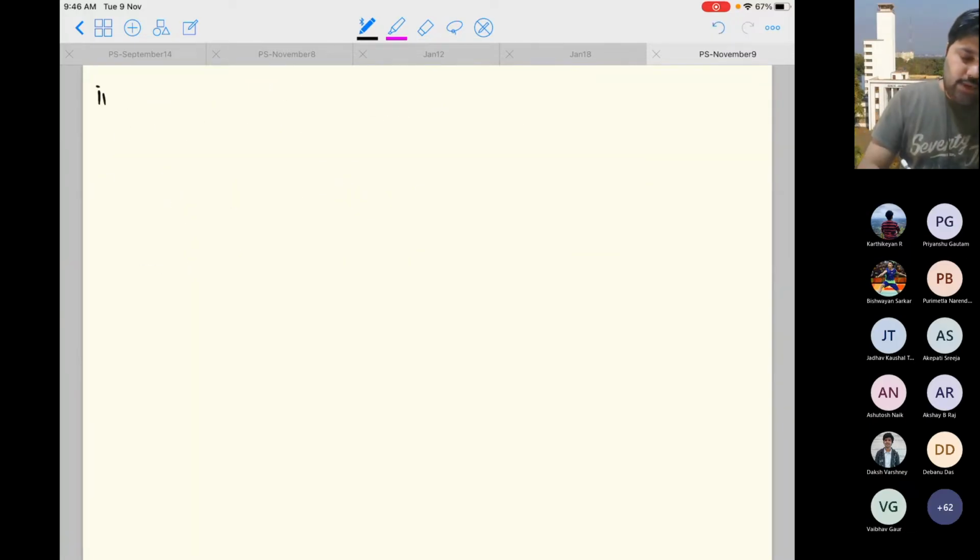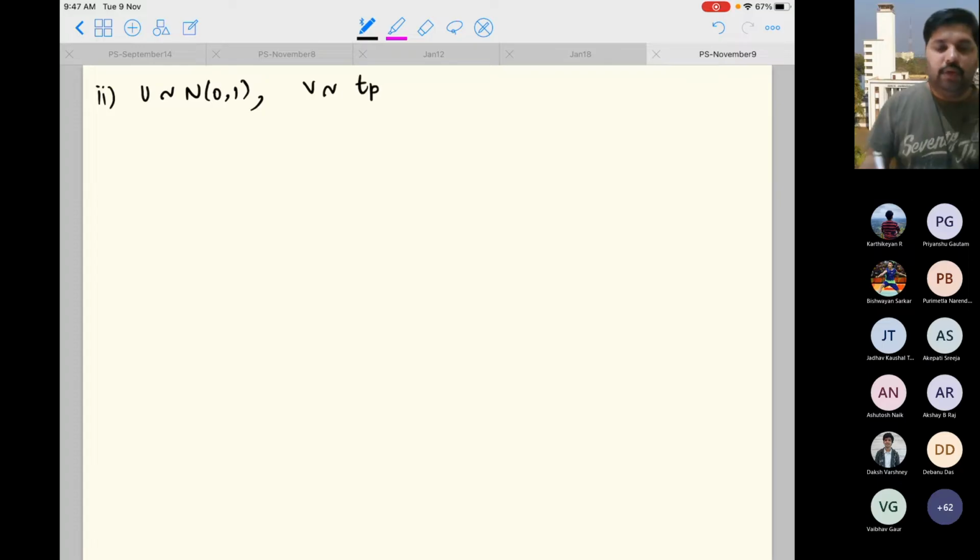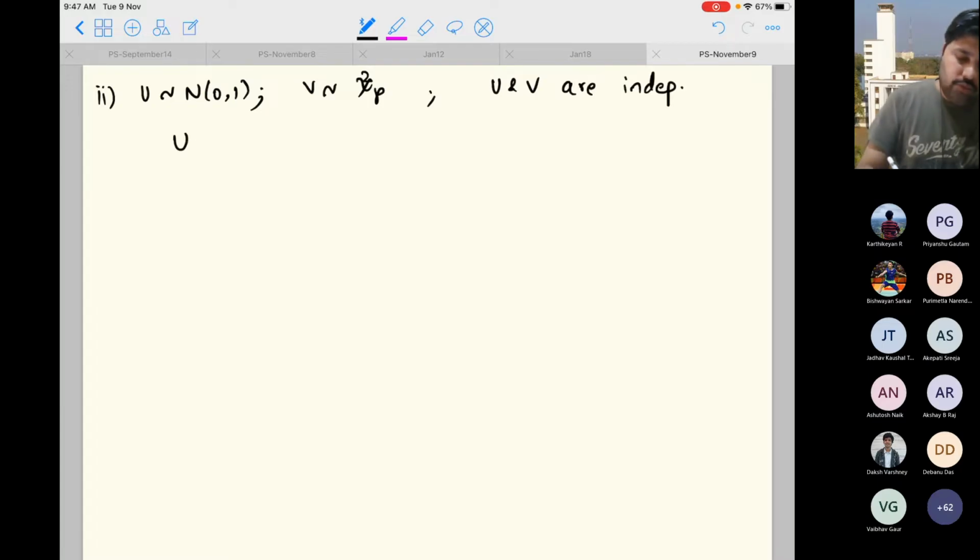What is the second thing that we saw? Suppose u follows normal 0, 1 and v follows chi-square with p degrees of freedom, and u and v are independent. If that is the case, then we saw that u divided by square root of v by p follows t distribution with p degrees of freedom. Is that okay? So today we saw this.